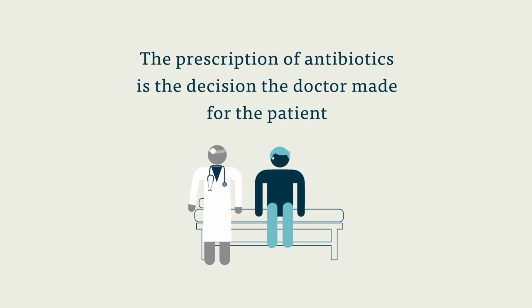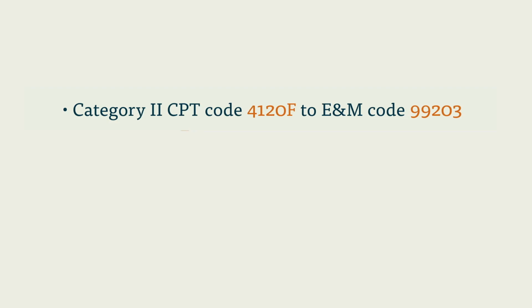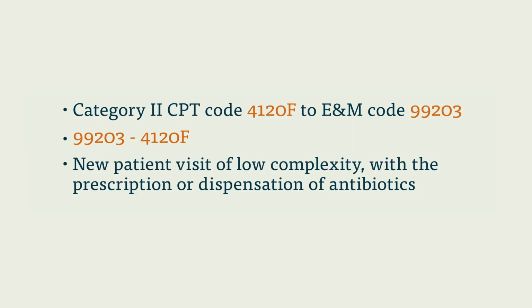The prescription of antibiotics is a decision the doctor made for the patient. However, if we wanted to add it to the E&M code to give the payer more information, we can do that pretty easily. So we'd add the Category 2 CPT code 4120F to our extant E&M code 99203 to get 99203-4120F, which is a new patient visit of low complexity with the prescription or dispensation of antibiotics.